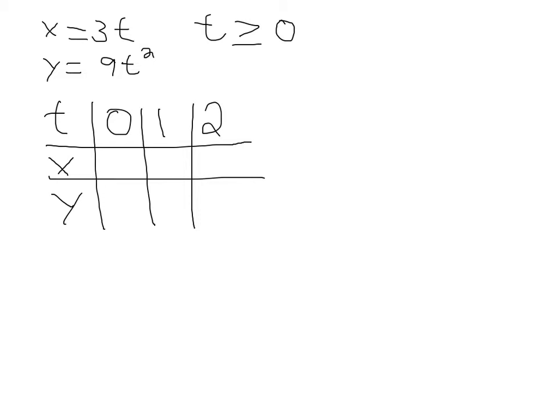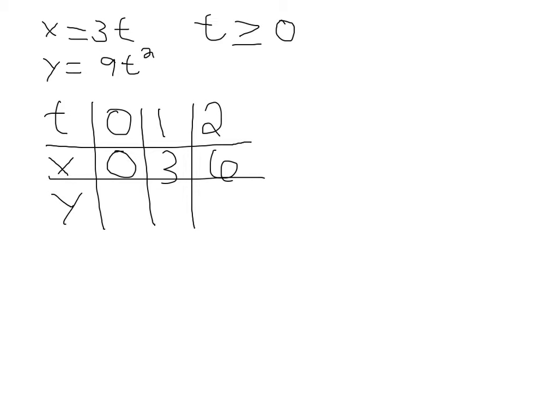So for our next example, t is greater than or equal to 0. So we do the same thing and plug in our values for t into the equations. So 3 times 0 is 0. 1 times 3 is 3. And 2 times 3 is 6. We do the same thing for the y value.